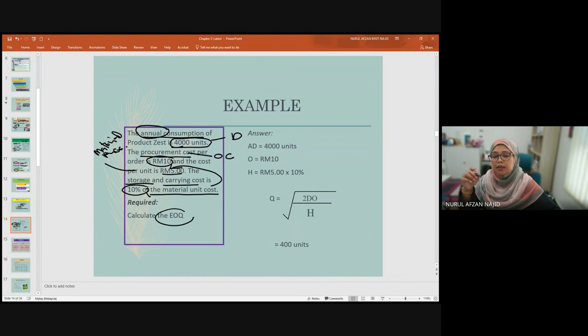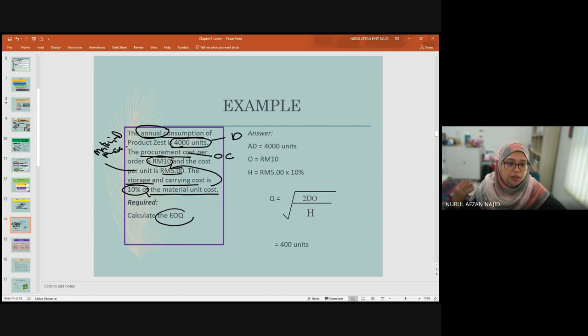Bila nak kira EOQ menggunakan formula method, ada tiga item yang you wajib determine from the question. Yang pertama, annual demand. Yang kedua, ordering cost dia berapa ringgit per order. Yang ketiga, holding cost dia berapa ringgit per item. Ketiga item ni wajib ada. You kena determine from the question. So apa yang madam selalu buat adalah madam akan keluarkan information tersebut sebelum madam masuk dalam formula.